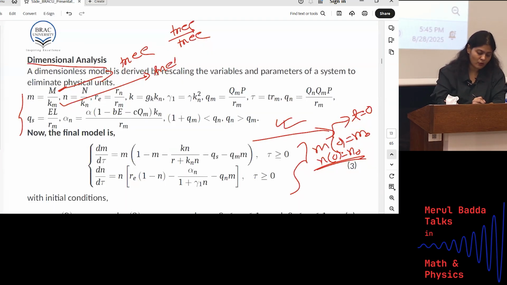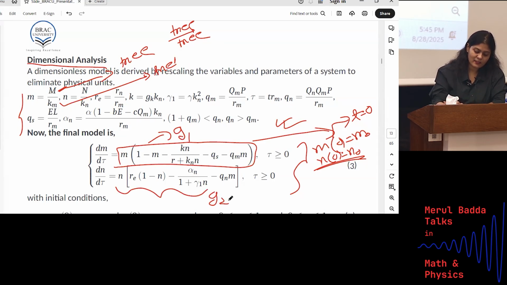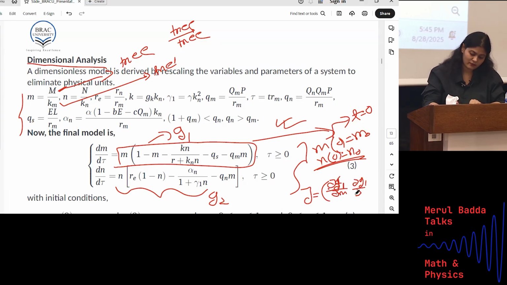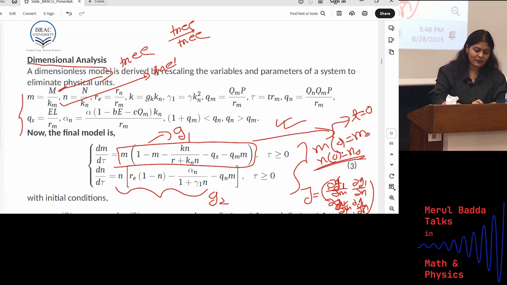Yeah. This is our main model. If we consider this as G1 and this as G2, then to get our Jacobian matrix we take partial derivatives. Firstly we differentiate this with respect to m and n, then differentiate the other with respect to m and n. So we can find the Jacobian matrix in this way.